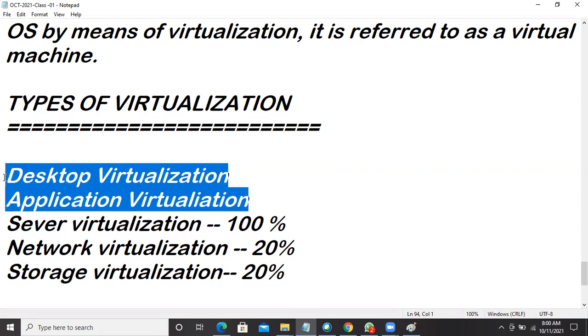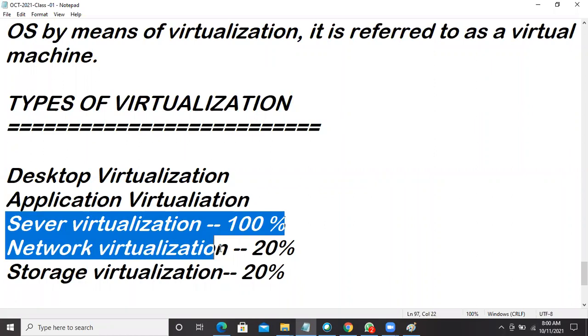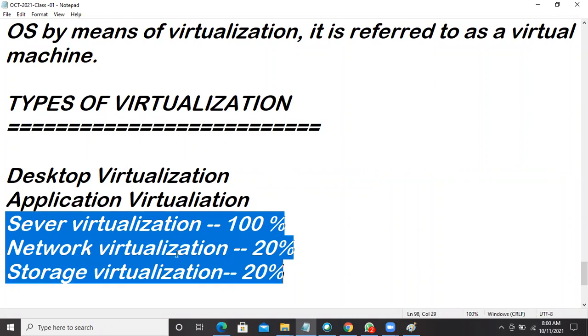Only in the VMware course, we need to learn server virtualization 100%, network virtualization 20%, and storage virtualization 20%. We need to know the knowledge of network and storage. If you know these three components, then the VMware course content is covered. Then it will become the entire VMware concepts.